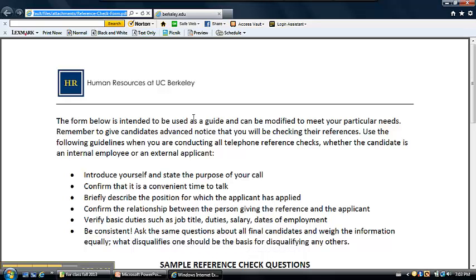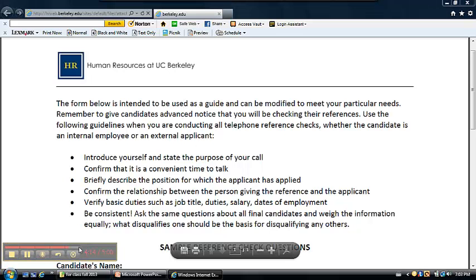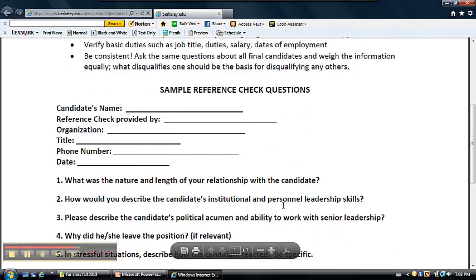So you can see here, this is the HR department at the University of California, Berkeley, and they actually have a format or a guide for their employees if their employees are doing their own reference checks. So say a supervisor has decided that he or she wants to do the reference check. They don't want the HR department to do it. Maybe this form can be used to conduct it. So they tell their people to introduce themselves, state the purpose of the call, and confirm the relationship between the person giving the reference and the applicant. So if you want it to be a supervisor, make sure you've got that. Confirm some basic dates of employment, and they've even given them some sample questions here that can be asked.